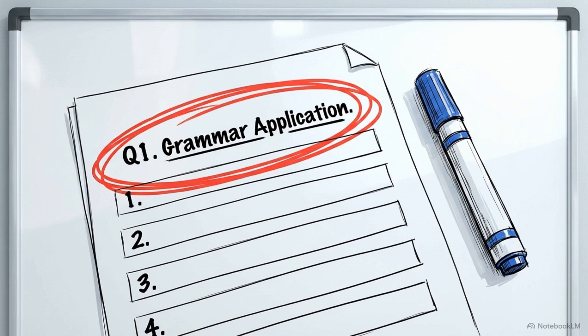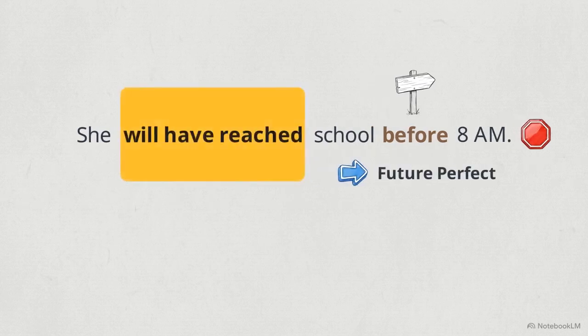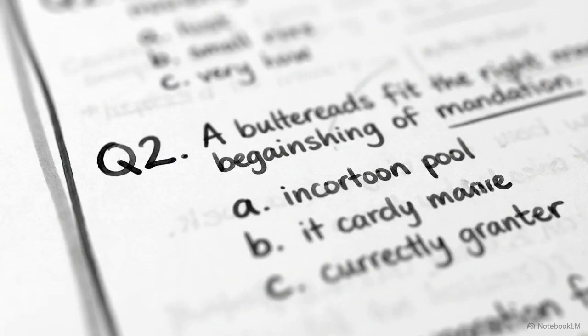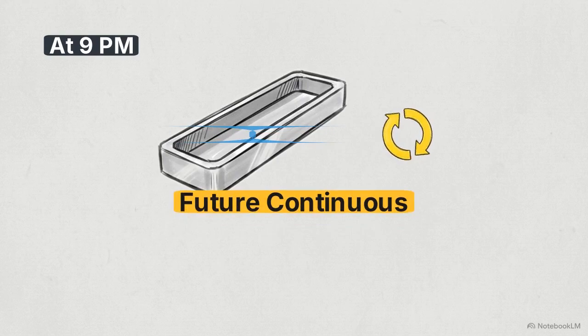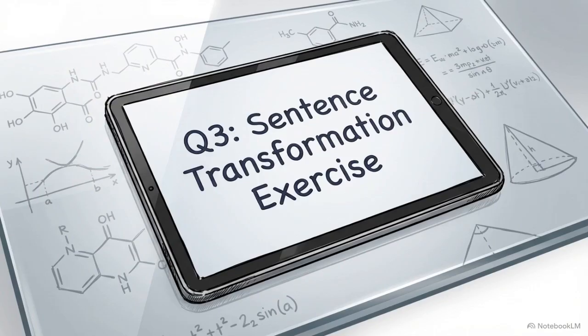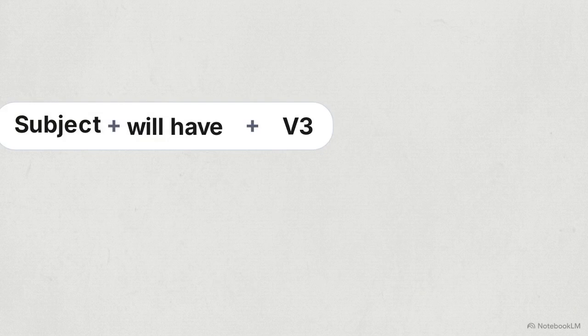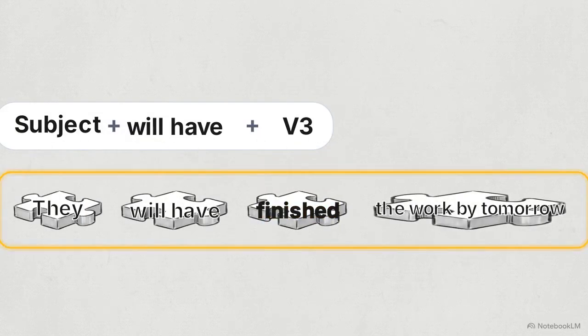Question 1. She blank reached school before 8 a.m. Since before indicates a deadline, we use future perfect: she will have reached. Question 2. At 9 p.m. tonight, I blank study. The marker at indicates an action in progress, so we use future continuous: will be studying. Question 3. Rewrite "they finish the work by tomorrow" into future perfect. Following the subject plus will have plus V3 rule, it becomes: they will have finished the work by tomorrow.